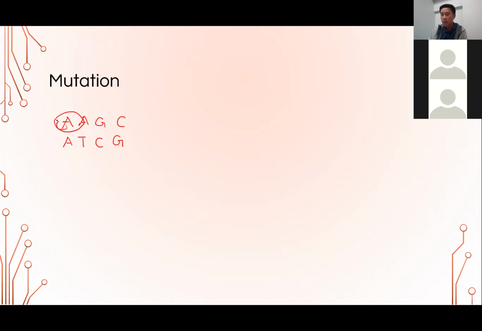And because of this mutation, the organism is going to have a different type of trait, and that trait is going to allow the organism to either survive or die off in the next generation, basically. So it can be advantageous or it can be disadvantageous. And sometimes mutation doesn't affect anything.